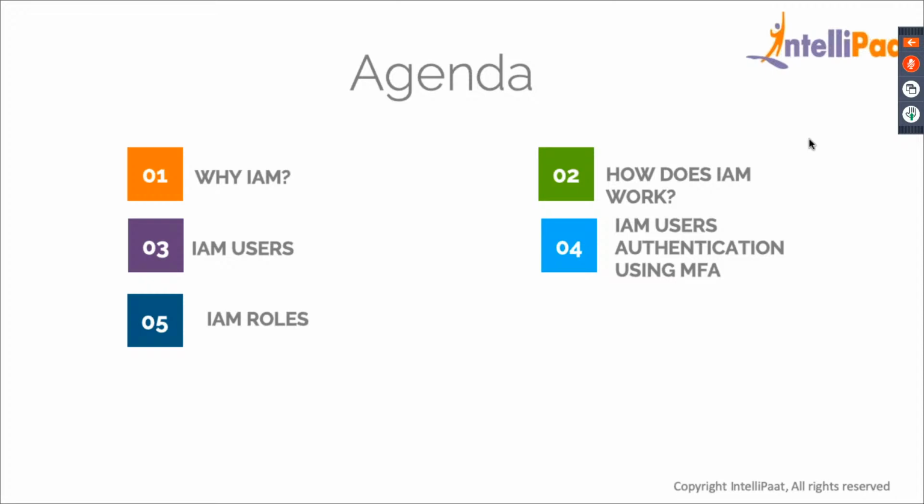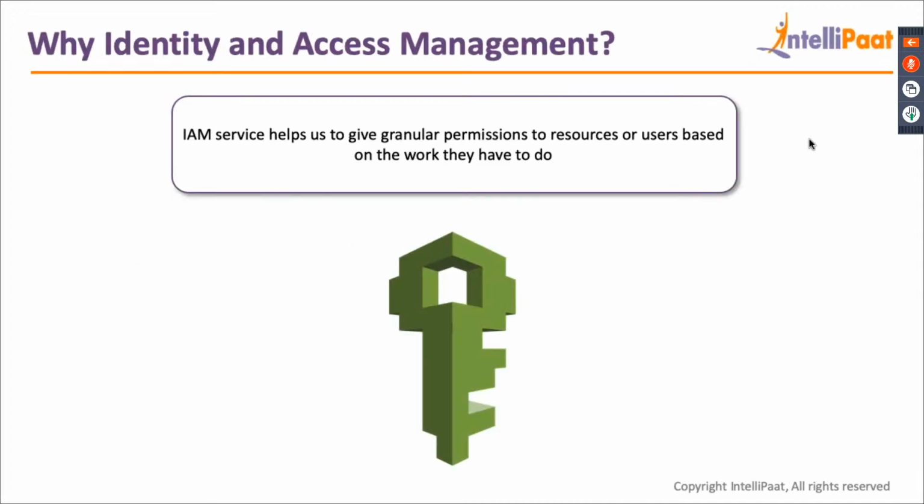Let's go ahead and start off with the first topic, which is why do we actually require the IAM service? So guys, the IAM service basically helps us to give granular permissions to people who are making use of a particular AWS account. So what happens is when a company is making use of AWS, they have one account, and everybody in their company who wants to use AWS, they create multiple users in that same account with specific permissions so that they can make use of AWS.